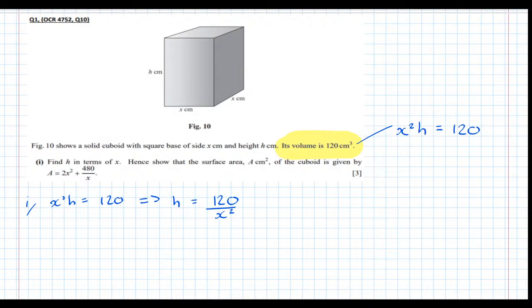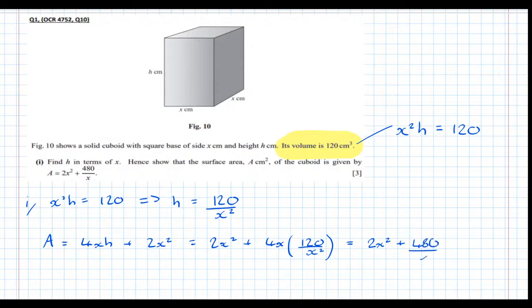So the area is 4 lots of the tall side, 4 lots of xh, then there's 2 squares, top and the bottom, plus 2x squared, equals, well here we can see it wants the 2x squared first, so we'll put that first, plus 4x, and we know what h is equal to now, it's 120 over x squared, which is equal to 2x squared plus 480 over x, as we were required to show.